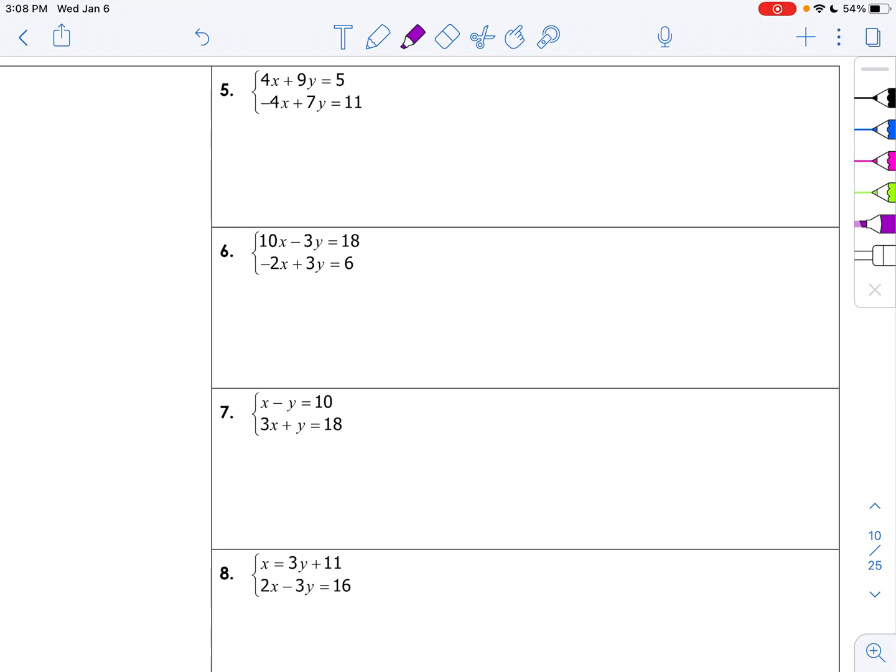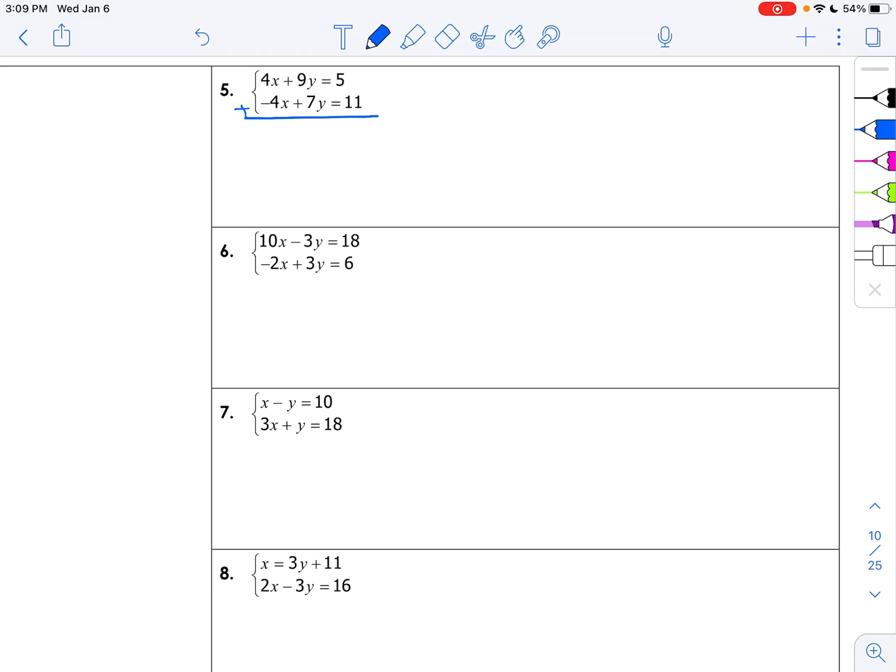So using the elimination method, first we want to make sure everything is lined up. I have my x values lined up. I have my y values lined up. And I have my constants lined up. So now I can decide if I need to either add or subtract to eliminate my common variables. My common variables are 4x and 4x. I can add in order to eliminate this.